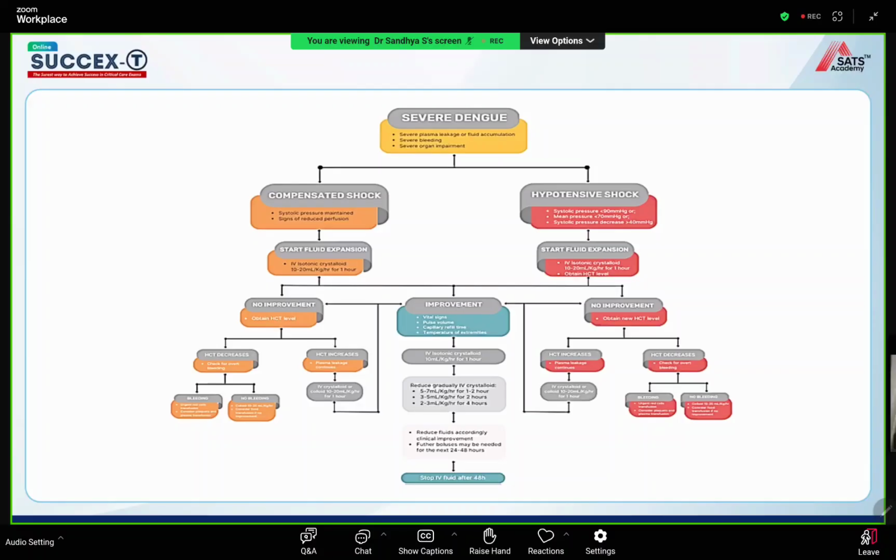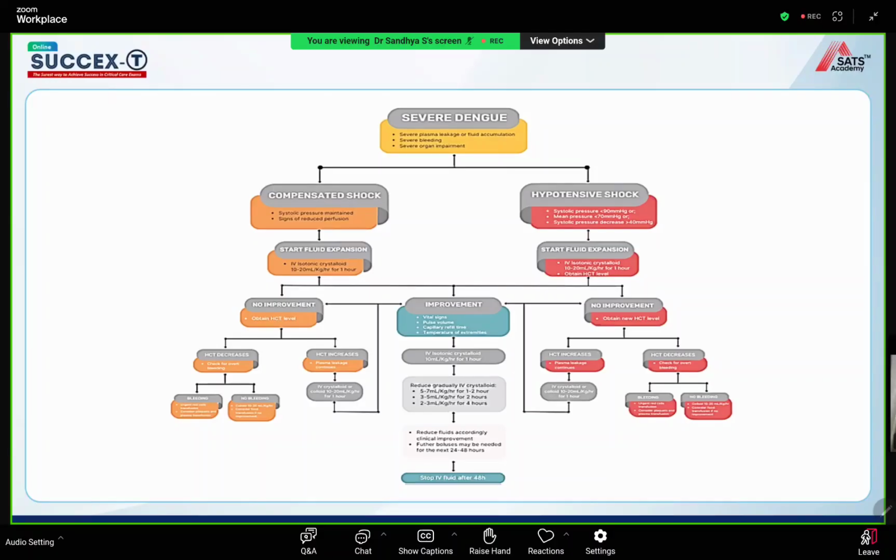If the hematocrit is falling, even with fluids, the possibility is that there can be a bleed. And then you should give PRBC, platelets, and sometimes plasma. But if the hematocrit is still rising, that means there is capillary leak. Then you have to increase the fluids, maximum up to 20 ml per kg. If the shock is still persisting, you should give colloids.